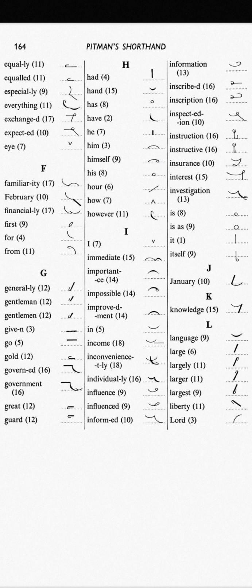F stroke above the line is used here for. Alternative form of FR is used here on the line for from. J with N hook on the line for general or generally. J with N hook halved here above the line for gentleman. Same outline on the line for gentleman.